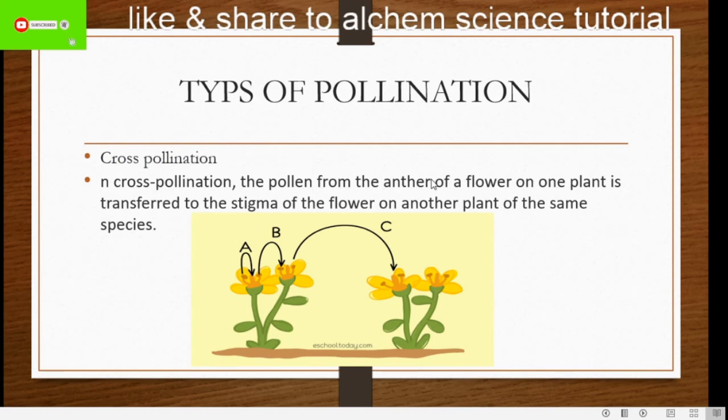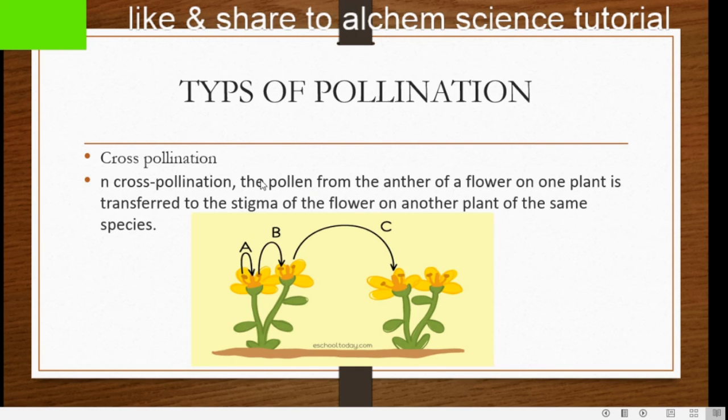In this case, you can understand that transfer of pollen grain takes place from one flower to another flower, meaning the same flower is not involved. Sometimes the stigma of one flower and the anther of another flower, meaning two flowers are there. So when transfer of pollen grain from the anther of one flower to the stigma of another flower takes place, such a pollination is called cross-pollination.